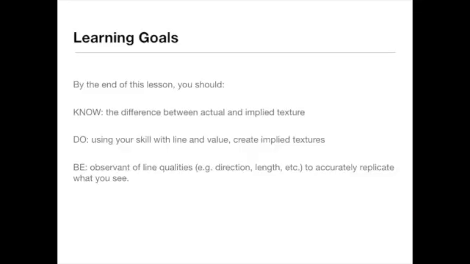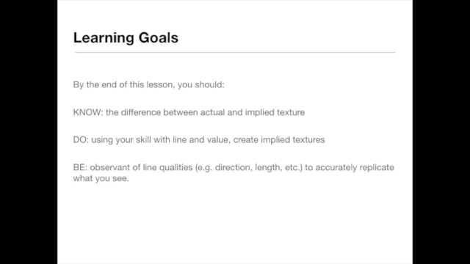Number one is we need to be able to know the difference between actual and implied textures. We're going to explore these two concepts as we go. Today is also going to be an opportunity for you to do some hands-on work in order to start thinking about how we're going to use other elements of design, in particular line and value, in order to create two-dimensional implied textures. And number three, as you're going through this activity, it's going to be important that you are very observant, really thinking about the different types of line qualities from our previous lesson in order to be able to accurately replicate what textures you see in front of you.